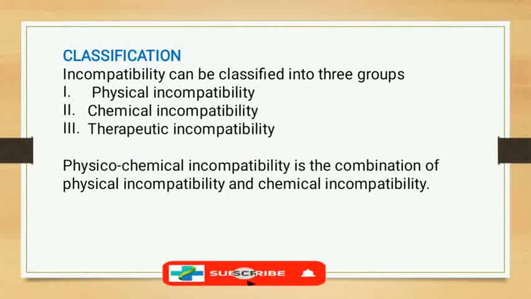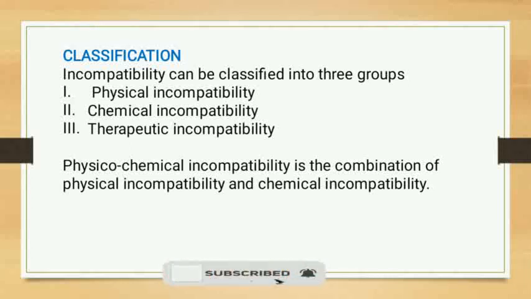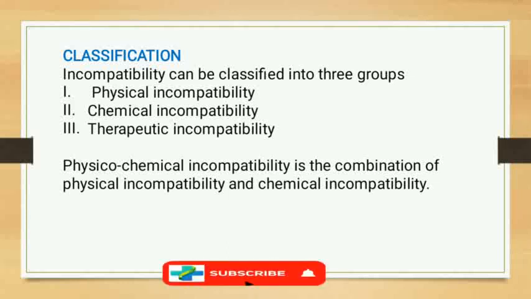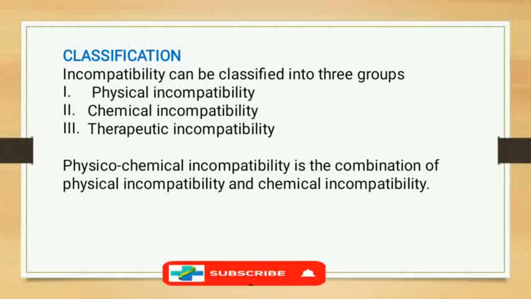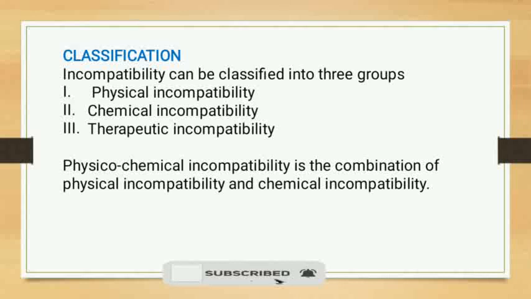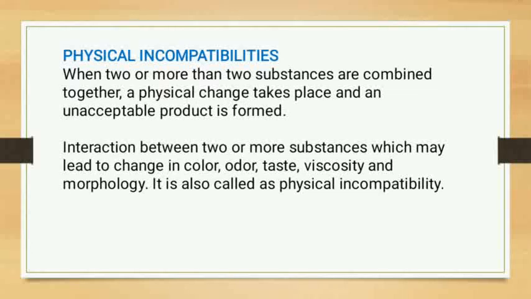Now moving to the next point, that is classification. Incompatibility can basically be classified into three groups. The first one is physical incompatibility, the second one is chemical incompatibility and the third one is therapeutic incompatibility. Okay, physico-chemical incompatibility is the combination of physical incompatibility and chemical incompatibility. However, in this video, we are going to study the first two, that is physical incompatibility and chemical incompatibility. Now, moving to the first one, that is physical incompatibility.